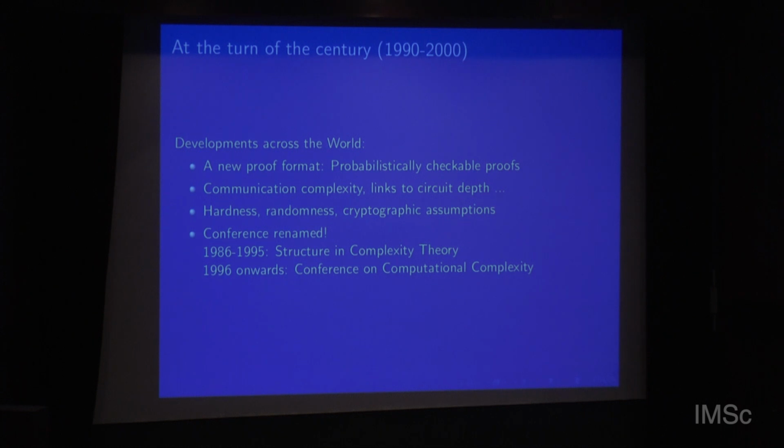At that time, there wasn't the blogosphere. Had there been the blogosphere, it would have been, so to say, viral in the blogosphere. But it did make a big splash. So this was one very exciting thing at that time. There were new links coming up between communication complexity and circuit depth. So now we keep hearing about Alice and Bob talking to each other and trying to compute a function. And many exciting results about this came at that time. Hardness, randomness, cryptographic assumptions. Major results in this field came about again in this decade, 1993-94.